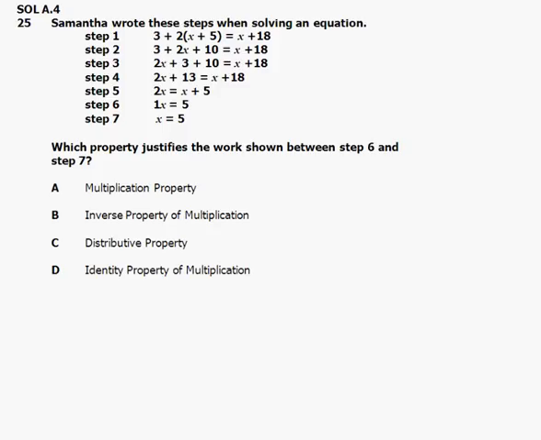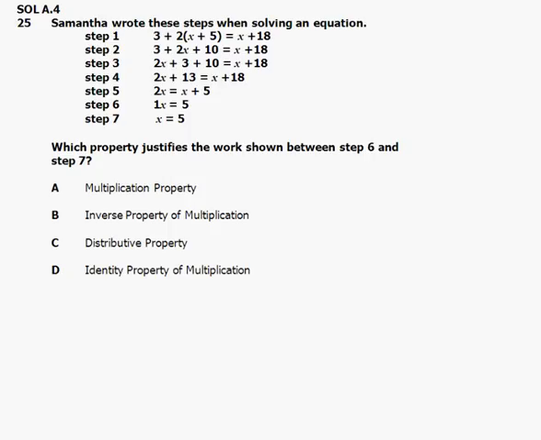Number 25. Samantha wrote these steps when solving an equation. Which property justifies the work shown between step 6 and step 7? So what we see here is Samantha working out an equation. She's solving for x, and we want to know what justifies the work between step 6 and step 7.